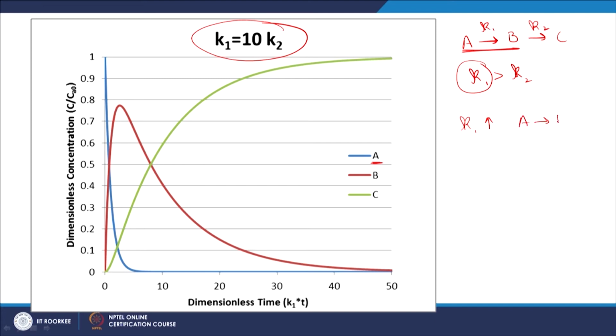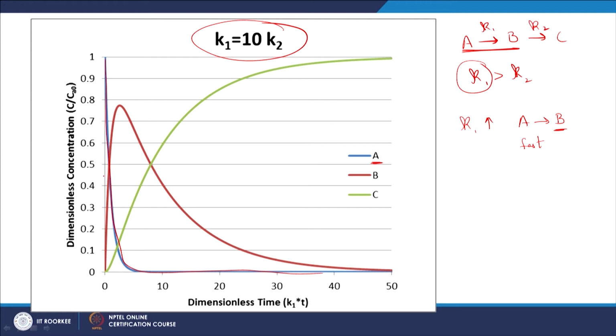A going to B is pretty fast, and that is what you observe in your graph here. So A rapidly degrades to B, and it is already at equilibrium here, I guess, at least A, not the whole system though. But what happens to B?